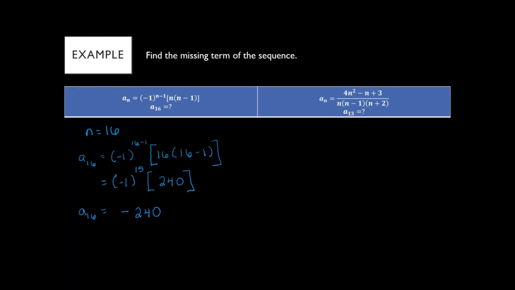Now, on the right, we're looking for A13, the 13th term. So n is equal to 13. So I'm looking for A of 13. So I'm plugging in 13 for n.